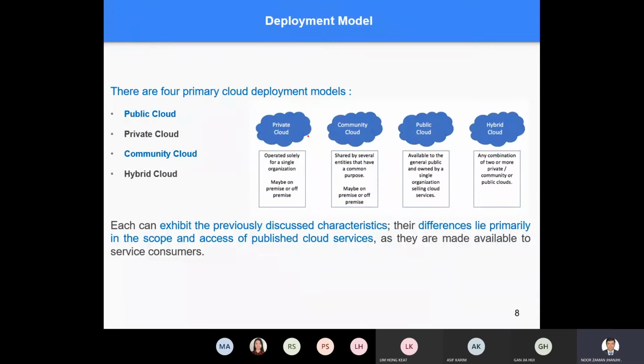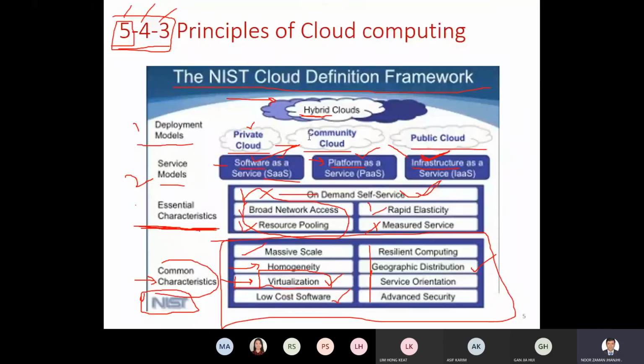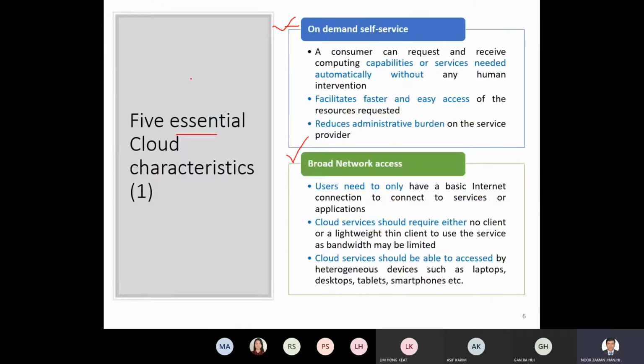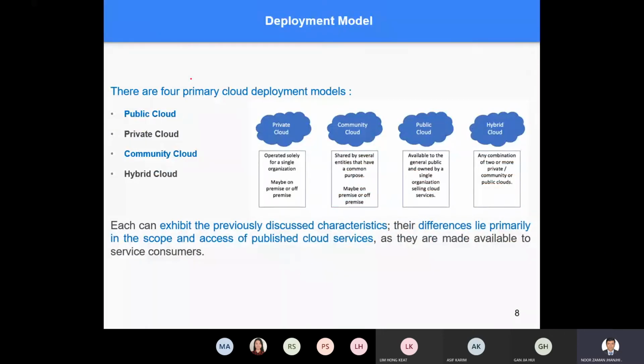Now we are going to the deployment model. Going back again, now you know the secret about what the five are. The five are the essential characteristics. Now we are going towards the four. The four are actually the deployment models. Number one is public, number two is private, number three is community, and number four is the hybrid.